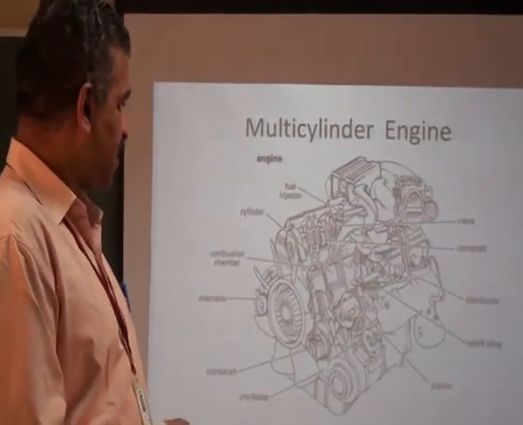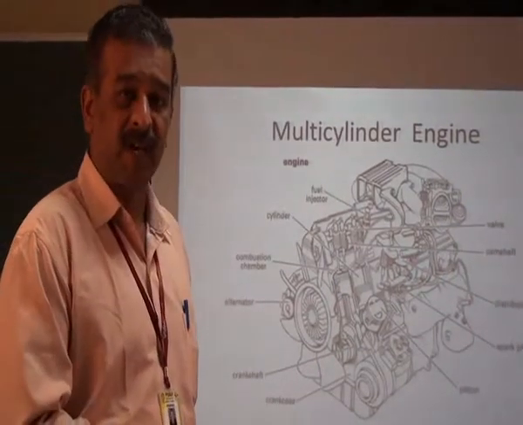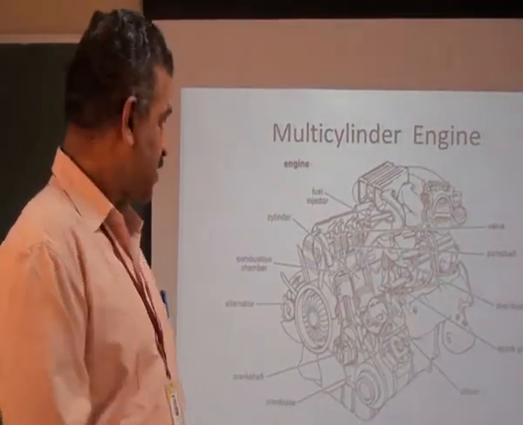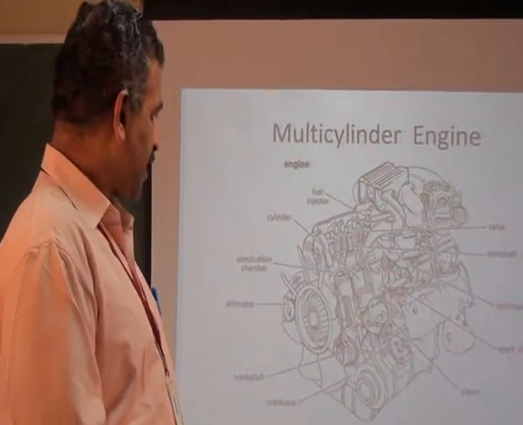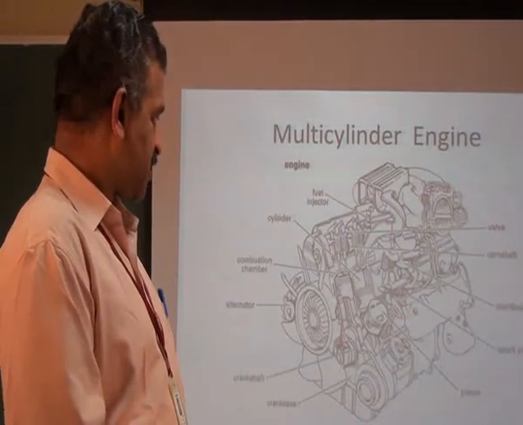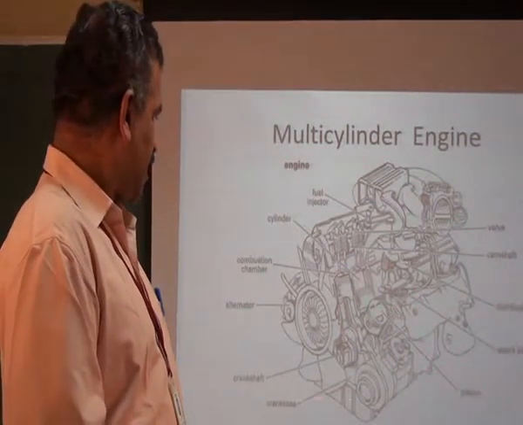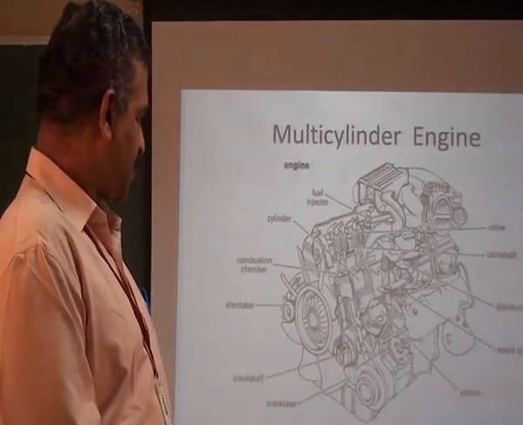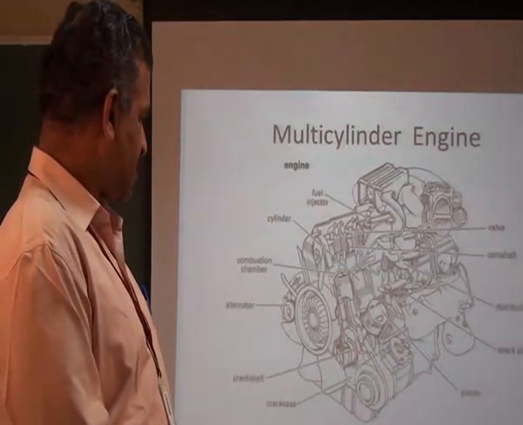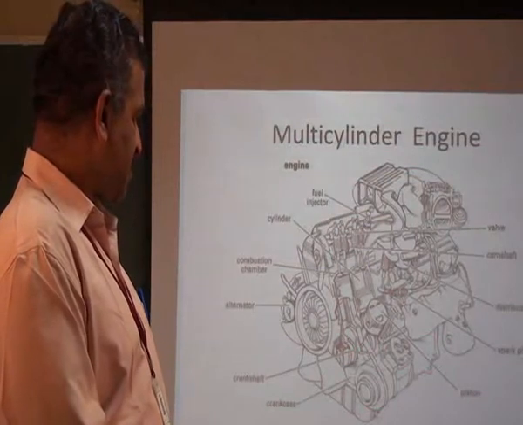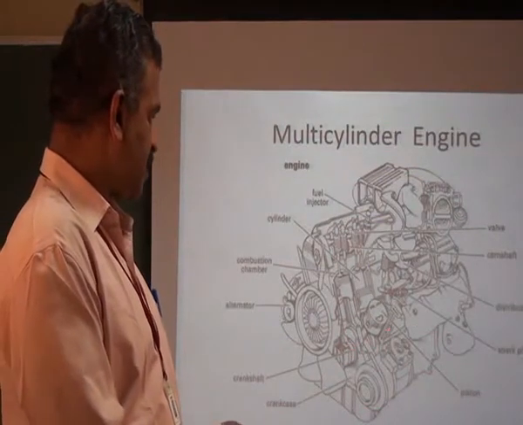And this is a distributor for distribution of the proper current through the spark plugs. And this is a spark plug directly. It's a V-type engine actually. You can see the piston and the crankcase. It's a multi-cylinder engine. This is the crankshaft. You can see a partial view; the remaining part is inside.